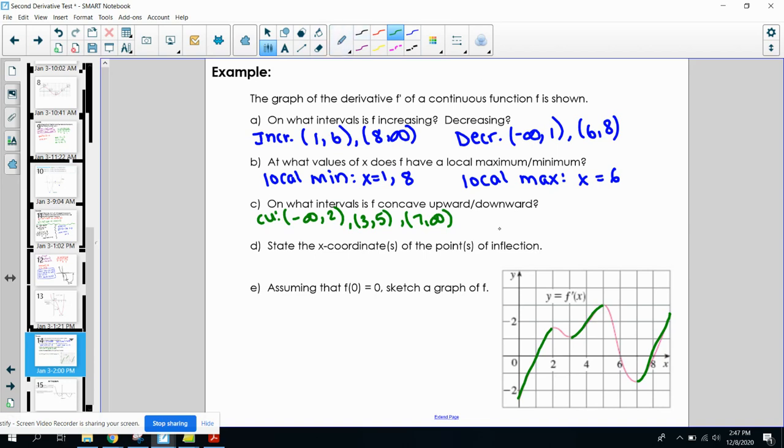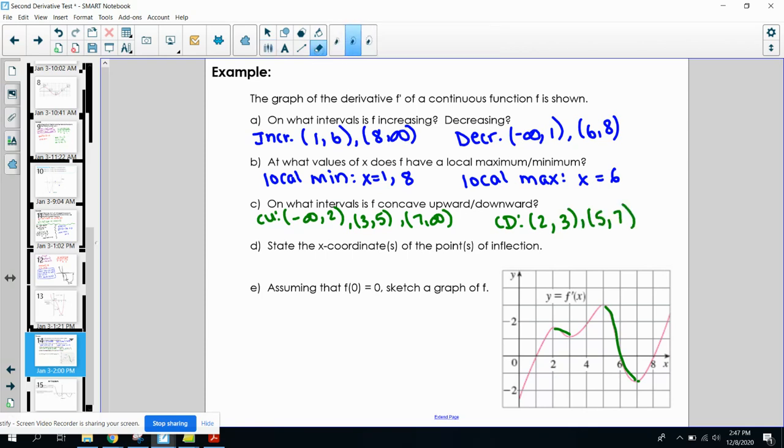And then it's concave down where the slope is negative. So let me get rid of this. The slope is going to be negative there and there. So it's going to be from 2 to 3, and then again from 5 to 7.